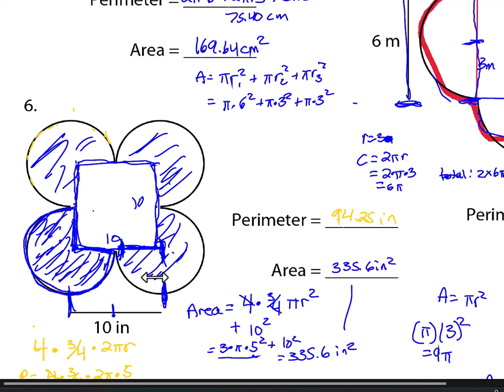Now, when you do this on your own, don't try to do the entire addition step in one step, unless you're really super careful. But you do at least have to write it out, and write it out more neatly than I did. So on this one, the way you would want to write this, say if it was a test, is you would say A equals 4 times 3/4 pi r squared plus side squared, and then you could say 4 times 3/4 is 3 pi, and r you now know is 5 squared plus 10 squared, and then you get your answer.